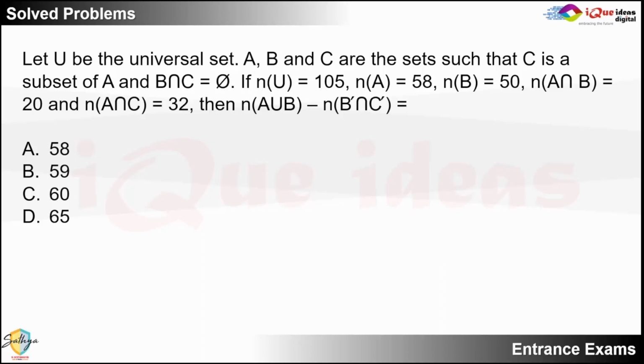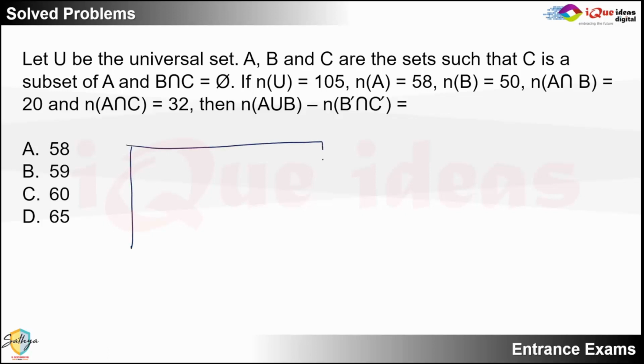The number of elements in A is 58. The number of elements in B is 50. The number of elements in A intersection B is 20. And the number of elements in A intersection C is 32. Then, what is the difference between the number of elements in A union B and the number of elements in B complement intersection C complement? The best way to do this is simply to create the set.